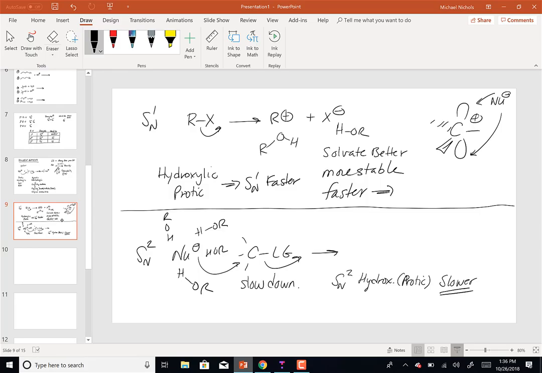What happens if there's no change? It's SN1. What happens if the rate is kind of in between? Well, then we have both occurring.